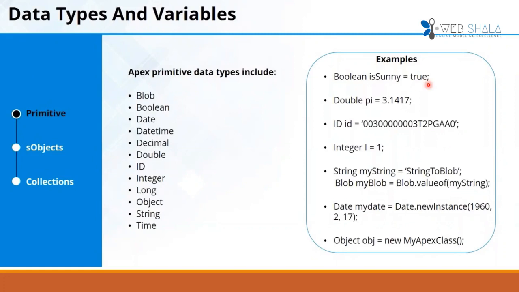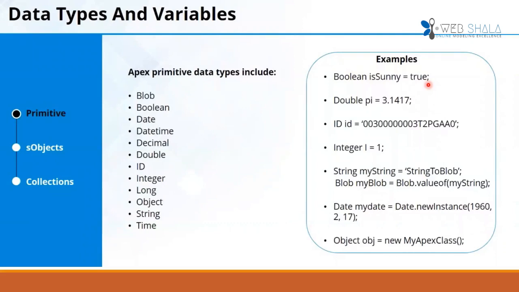Integer i equal to 1. Whenever we are talking about a whole integer value, no decimal, nothing, then we use this integer data type. String: whenever we need to write any text, we call it a string. Whenever we are writing your name or father's name, for all those text fields, we use string as a primitive data type. Blob is nothing but whenever you are taking an attachment or very big strings, then you store it in a blob.